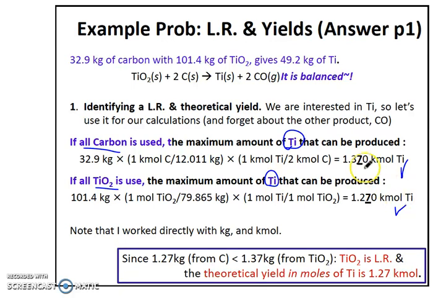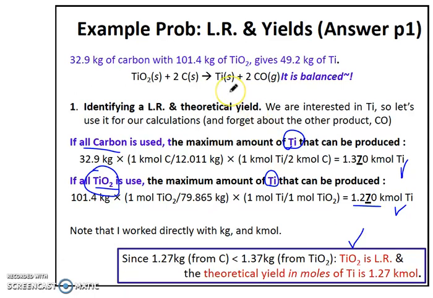Now, the next step is to compare those two numbers. So look at this. We have 1.27 versus 1.37. Obviously, this amount is the smallest of the two, so that means that titanium dioxide is going to be characterized as the limiting reactant because it produces a lesser amount of a given product.